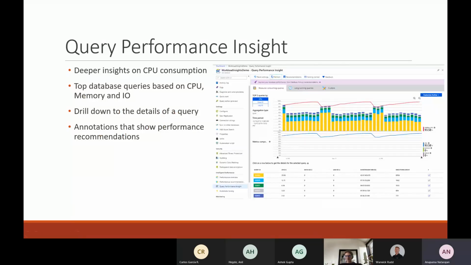The third way you can do monitoring out of the box with Azure SQL is using Query Performance Insight. This is mainly to understand how you can get deeper insights on your CPU consumption, especially from a query perspective, which queries are actually taking up more of the CPU or the IO, and you can drill down to the query level to find out which query is actually causing the bottleneck. And out of the box, again, you get this on Azure SQL database.